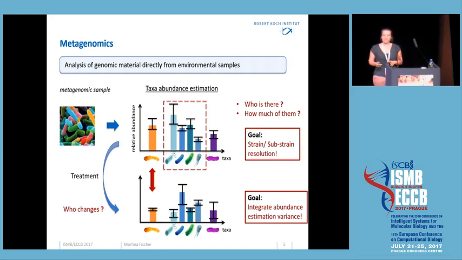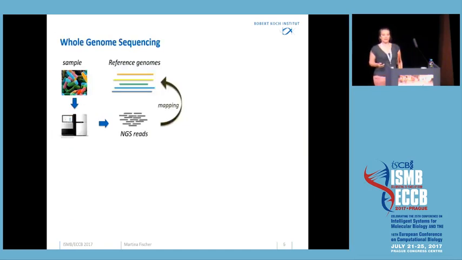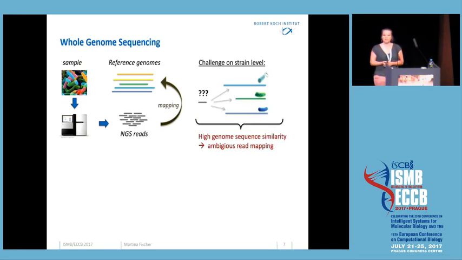And I also want to note here that this variance is not to be mixed up with technical or biological replicate variances. We're going to apply next generation sequencing, so we receive millions of reads which we map back to reference sequences in order to identify the origin of the read. But on strain level, we will observe many highly similar reference sequences. So we face the problem that a read may map to different genome sequences equally well.